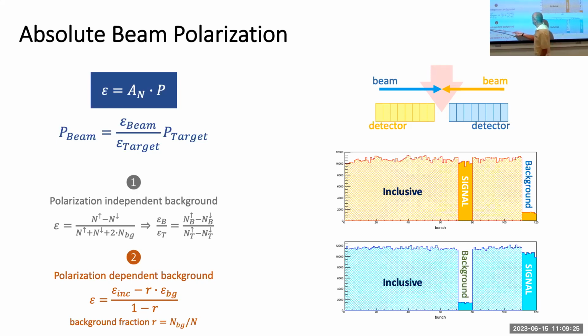Another case is if there's a polarization dependent background, and that might have different reasons. It might be physics or something else. But this polarization dependent background is not necessarily the same for the beam and the target, because that would sit in different kinematic regions. So the polarization dependent background would have to be corrected, but we can actually look at that if we use these abort gaps.